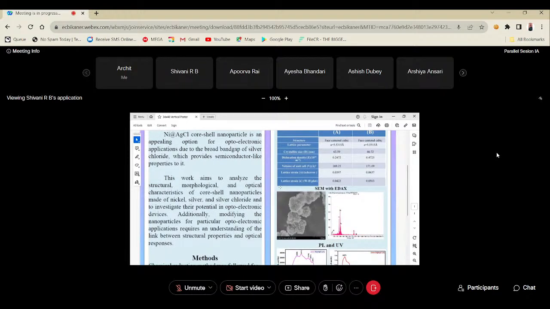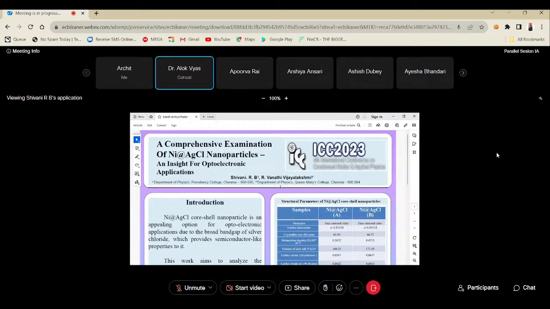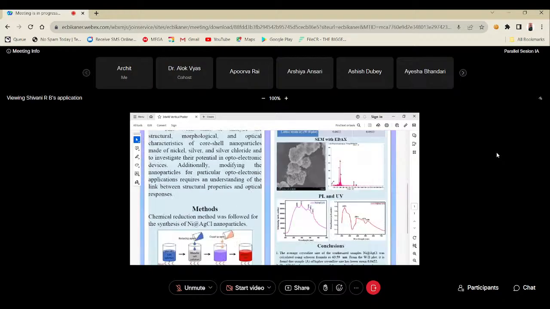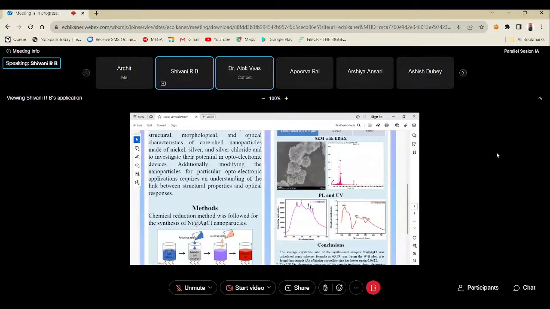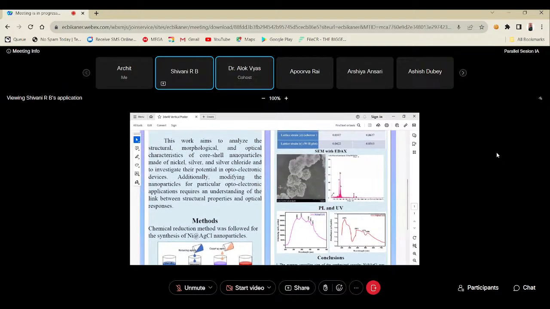Yeah, it's done. Okay. Yes, sir. I think I have seen the heading above the table, that is core shell nanoparticles, right? Yes, sir. So I think you have done core shell nanoparticle size using only XRD. Actually, I've taken SEM also, sir. SEM and EDAX. So you can see the spherical structure here, and it confirms the core shell.